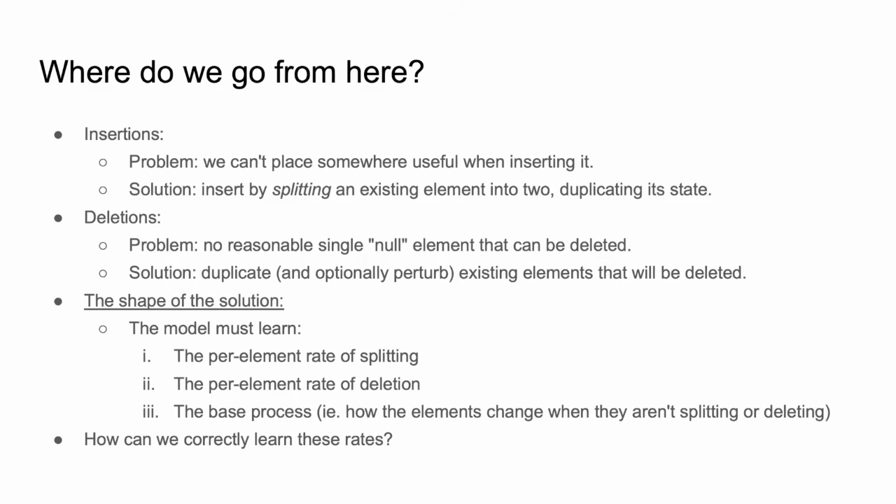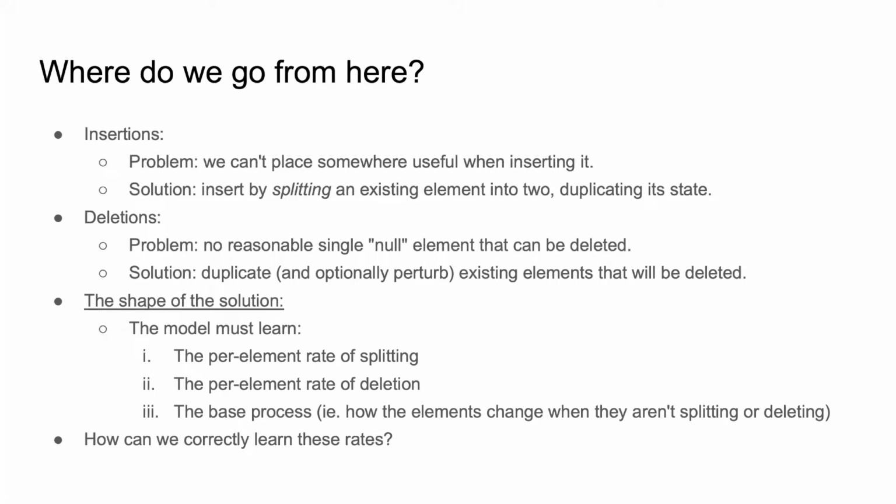This is where our jumping off point was while we were building this. Insertions have this problem where you can't place something somewhere useful when you're inserting it. So our solution, as you'll see, is that instead of inserting by placing an element at a new point, you insert by duplicating the element at its current value. There's no flexibility about where you're placing it because it's fully deterministic once the event that splits it triggers.